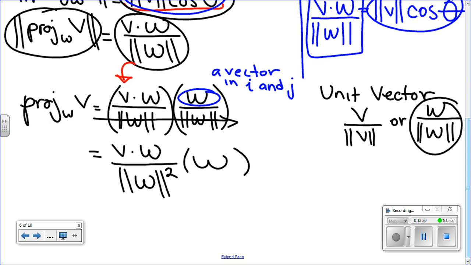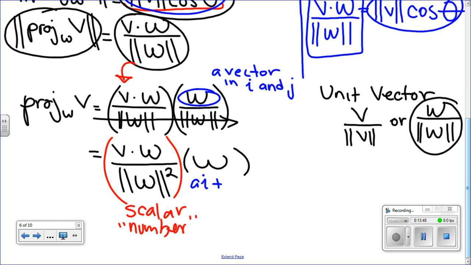But I want you to be very conscious of something. Out of here, you're going to get a scalar, a number. And this one is going to be in terms of I and J. So then what you're going to do at the end, after you find the scalar, you're going to distribute that scalar to the coefficients of vector W. Okay? And I would like to clarify that because sometimes you guys have the formula, but you don't know how to use it. I've seen that on the test. So now let's go ahead and apply the formula. It's not as tough as it looks.